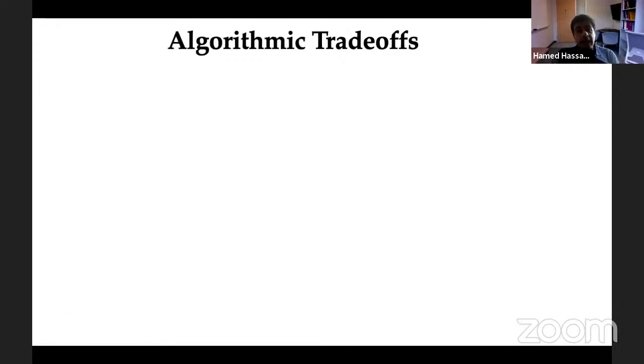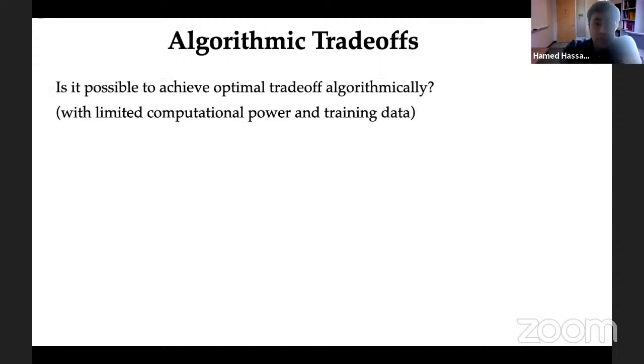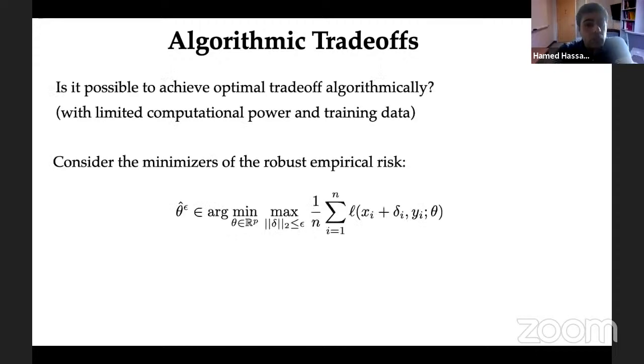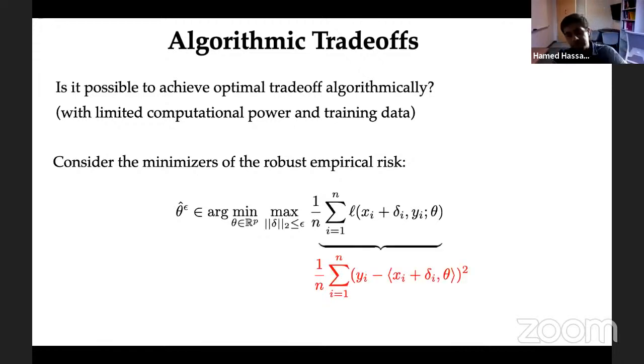The next question that we want to ask is what happens algorithmically? And as I mentioned before, one class of algorithms that we will consider is the class of algorithms that try to solve the robust ERM problem. Okay, so this is the robust ERM problem. In the linear regression version, this would be just the quadratic loss applied to the model, as you see here. And remember, theta hat of epsilon would be the solution of the robust ERM problem, where epsilon would be the power of the adversary.